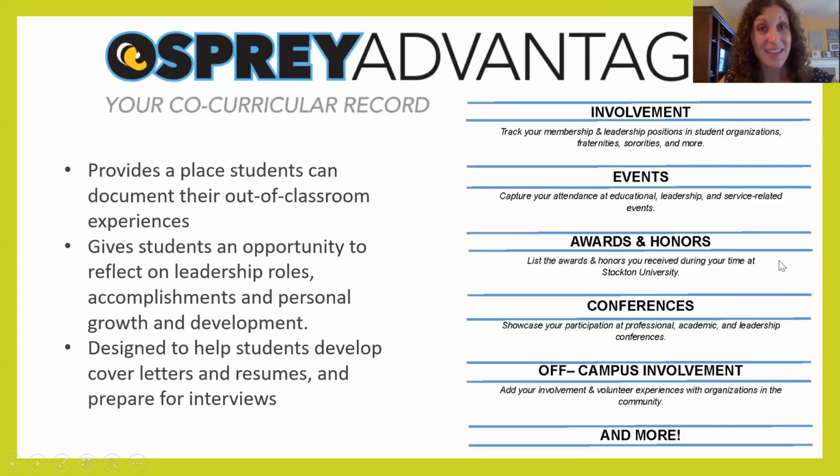And then this is the culmination of all of the things that you're involved with on campus. So Osprey Advantage is your co-curricular record. It provides a place where you can document all of your out of the classroom experiences. So again, your academic transcript keeps track of your grades and your honors and things like that. And then Osprey Advantage keeps track of all the other things you do outside of the classroom.